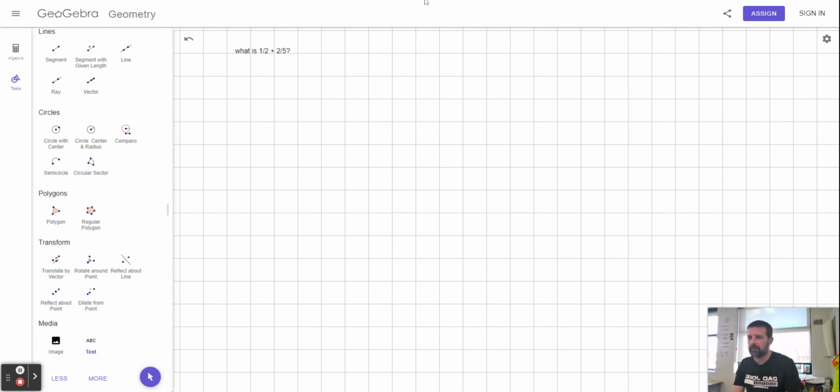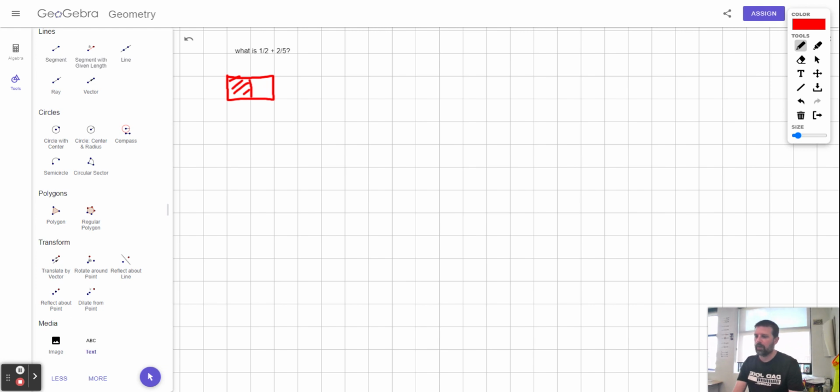I'm going to use these tools because they're a little quicker. So here we go. If we had a 1/2 here, I'm just going to do a fraction box, cut it into two parts. Because remember, the numerator is saying I have one part, the denominator is saying there are two parts in a whole, right? So that's what my 1/2 would look like.